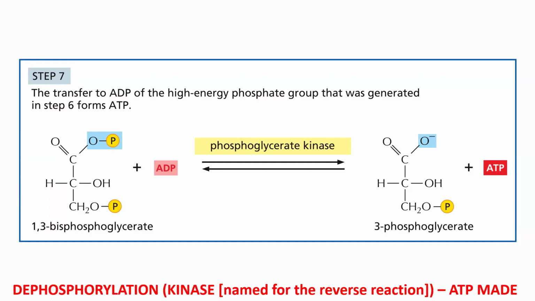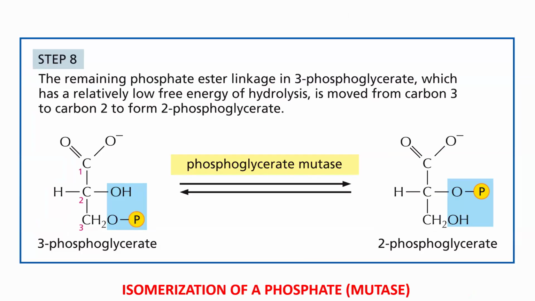So 1,3-bisphosphoglycerate becomes 3-phosphoglycerate. And here we have a kinase because what's being phosphorylated is ATP, step 7. ATP is being phosphorylated, so phosphoglycerate kinase. And again, this is an example of substrate level phosphorylation. This one-off, a high energy reaction that allows us to make 1 ATP.